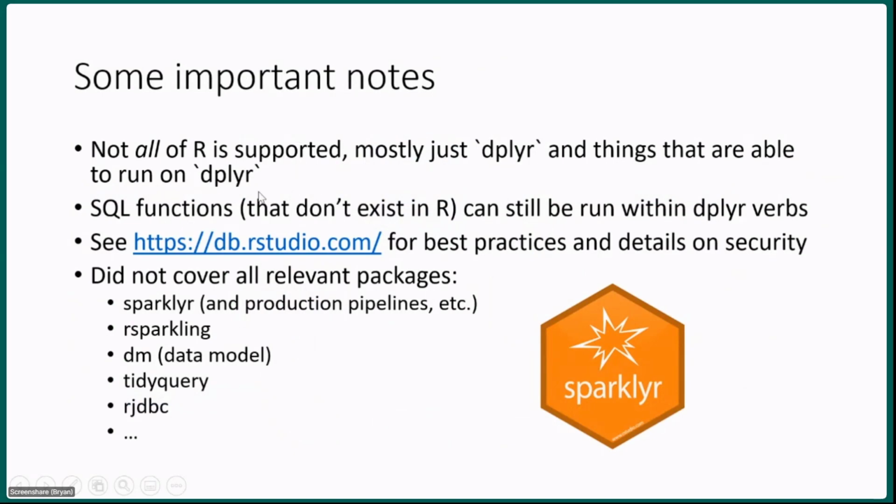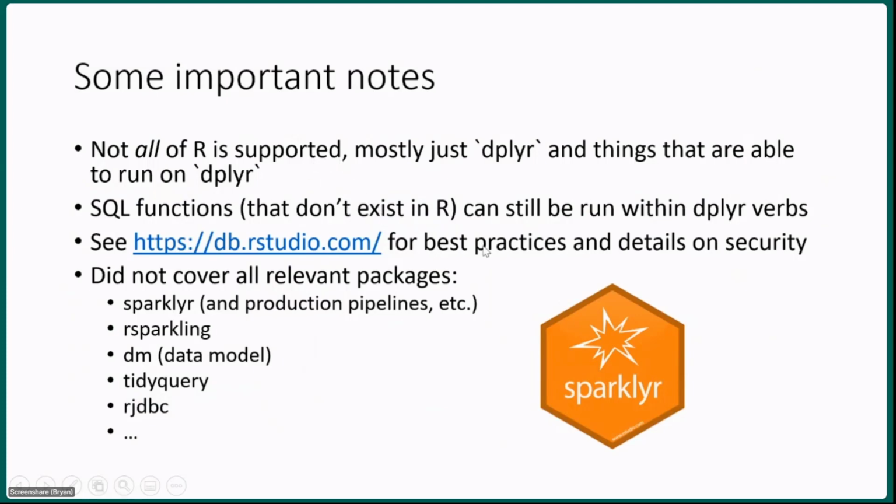So a few important notes that I didn't cover. One is that, to reiterate, not all of R is supported. Mostly it's just dplyr or things that can run on dplyr, which is still a lot. Another thing that's helpful to know is that SQL functions that don't exist in R can also still be run. So if there's a function that's specific to SQL, you just put it into your dplyr verbs. If it's not recognized within R, it will check to see if it's a SQL function and run it that way. So you can still use SQL functions within this workflow. So it can be this kind of mix.